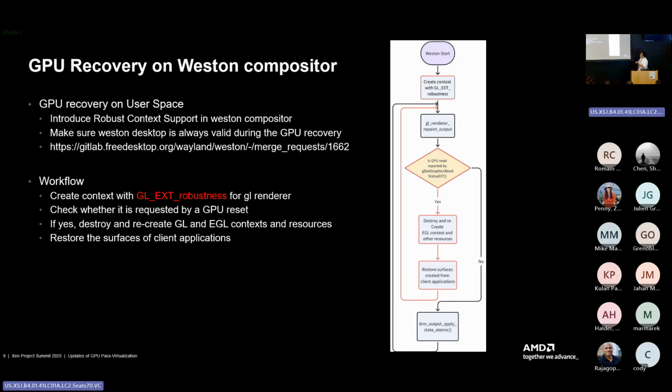The workflow is we will create the context with the new GEM extension with a robust list, and for GEM render, we will check whether it is requested by a GPU reset.